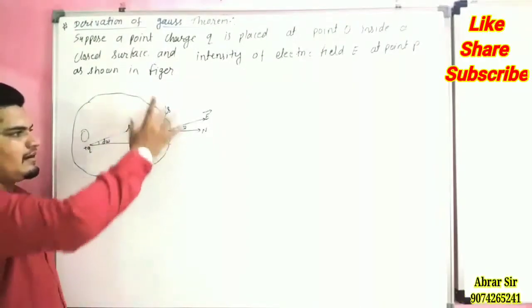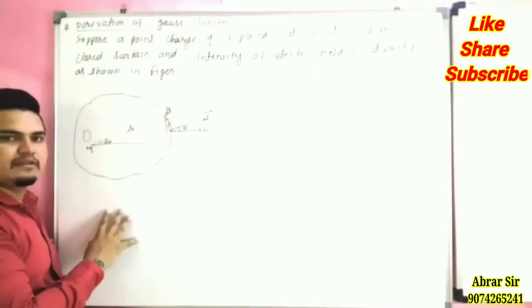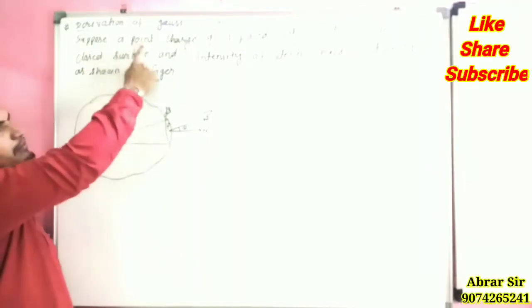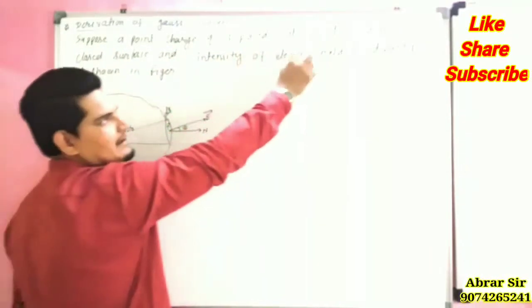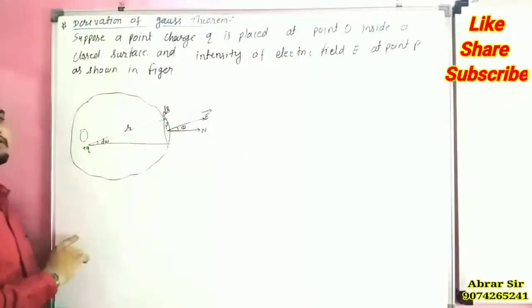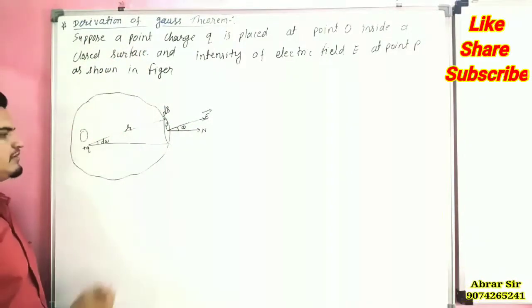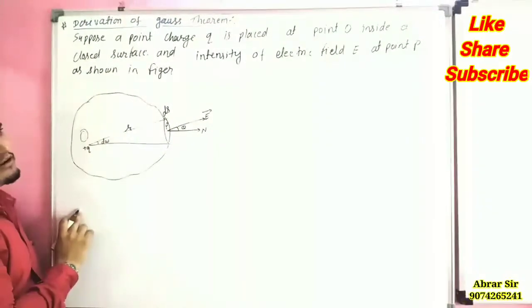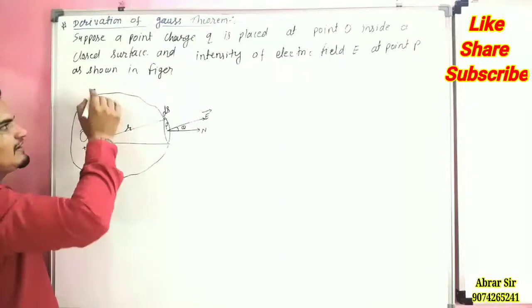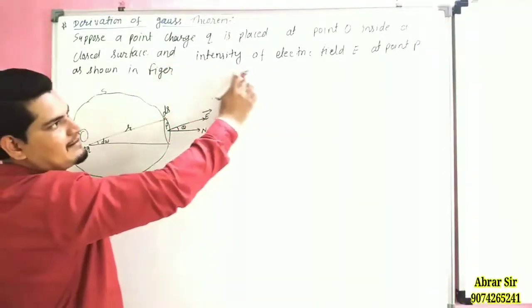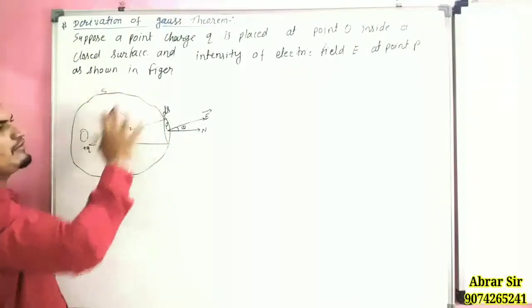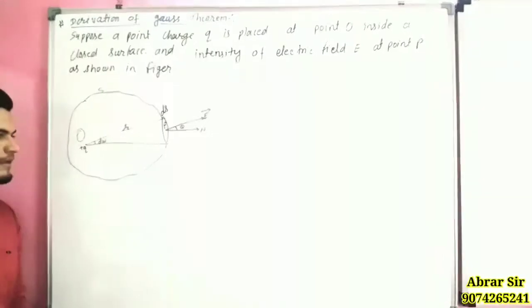Suppose we consider a closed surface with charge Q inside it. Suppose a point charge Q is placed at a point O. This is the point O inside a closed surface, this is closed surface S, and this is the intensity of electric field E at point P, as shown in the figure. This is the diagram of Gauss theorem.